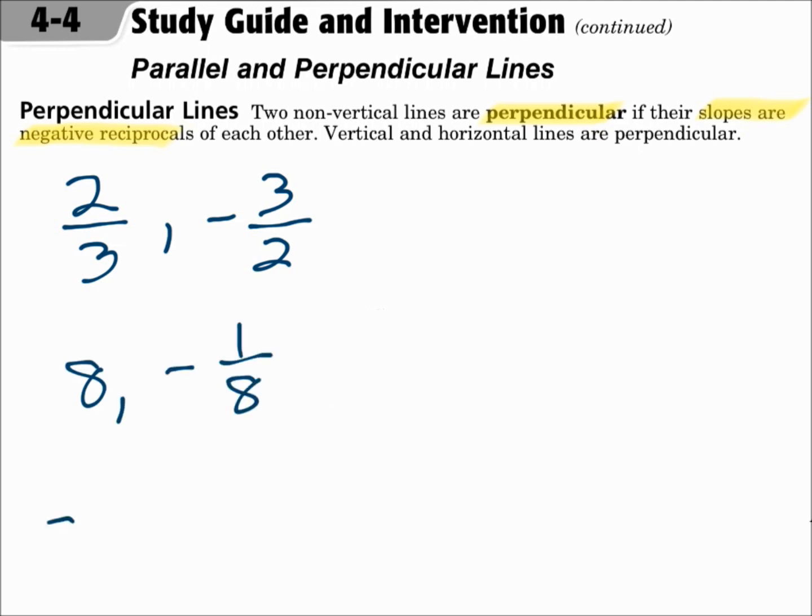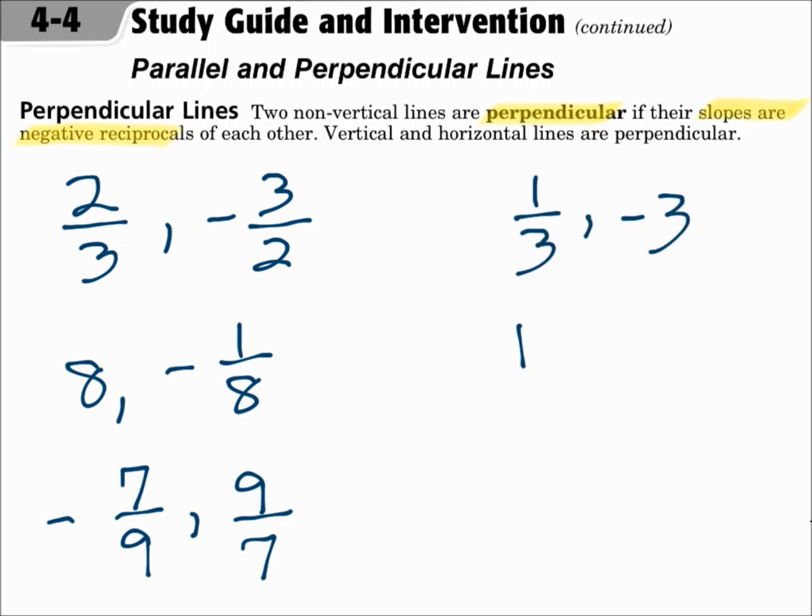8 and negative 1/8. Negative 7/9 and 9/7. 1/3 and negative 3. Negative 11/2 and 2/11.